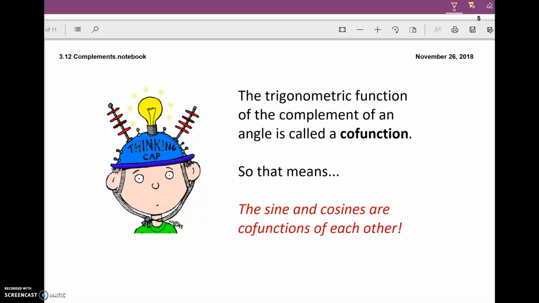So in trigonometry, the trigonometric function of the complement of an angle is called a cofunction. So what that means is that sine and cosine are cofunctions of one another. And that leads into algebra 2 a little bit when you talk about cofunctions in that relationship. But again, basically what it's saying is that the trig function of the complement of an angle is called the cofunction. What that means is whatever trig function you're finding for an angle, if you find a trig function for its complement, that would be considered a cofunction.